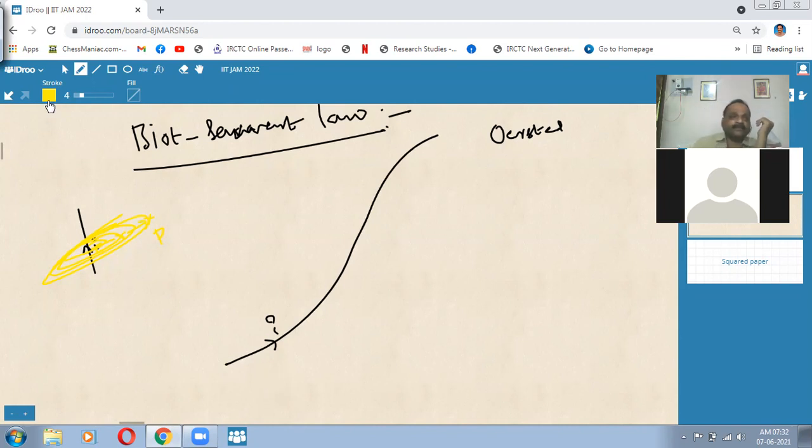So what they did is they have taken a small element of length dl like this, carrying of course current I. Now at a point P, which is at a distance R from the wire, what is the magnetic field?